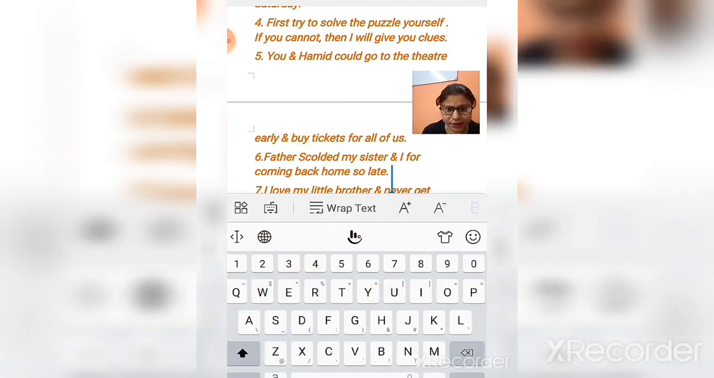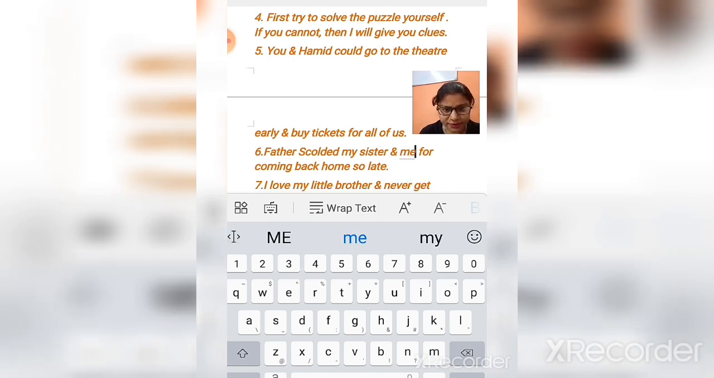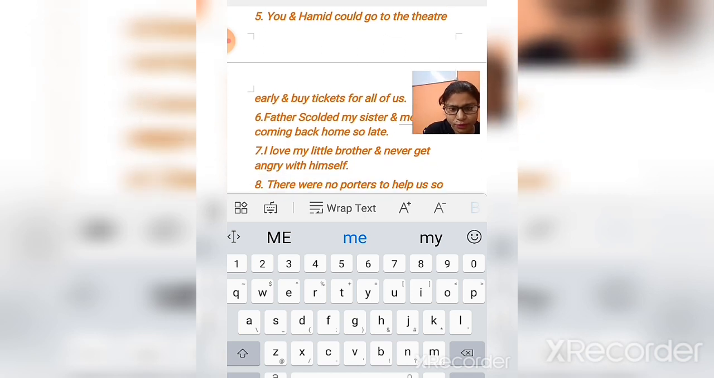Six is, father scolded my sister and I for coming back home so late. Okay, so father scolded my sister and me. Here we use "me". We have to cut "I" because it is used as an objective case. "Me" will be the answer. My father scolded my sister and me for coming back so late.